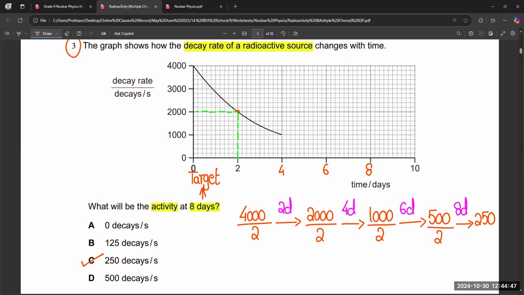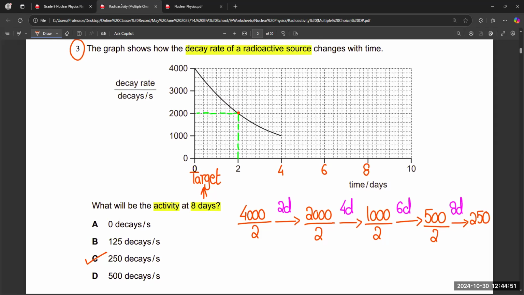So this question is very simple. Just to confuse you, the graph is given in the question, but from the graph, you just need to take the initial value for the radioactive sample, and then you just need to perform the half-life by dividing by 2 again and again. And after 8 days, you will get your answer, which is equal to 250.